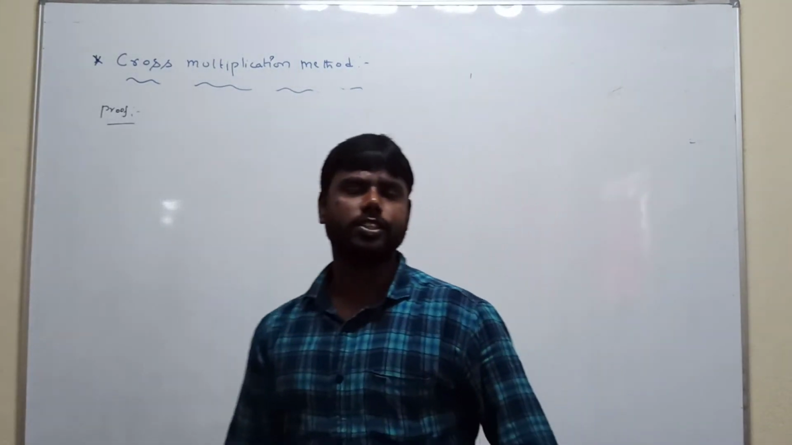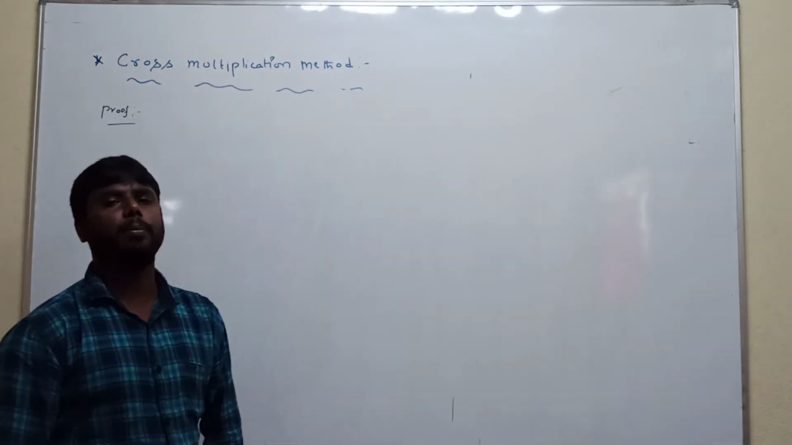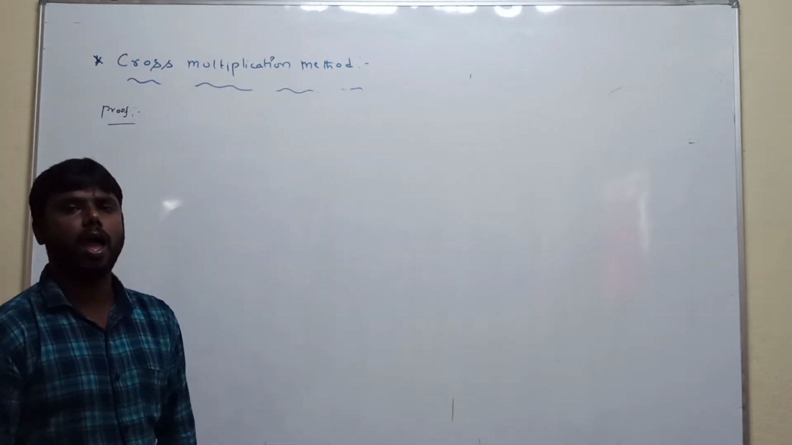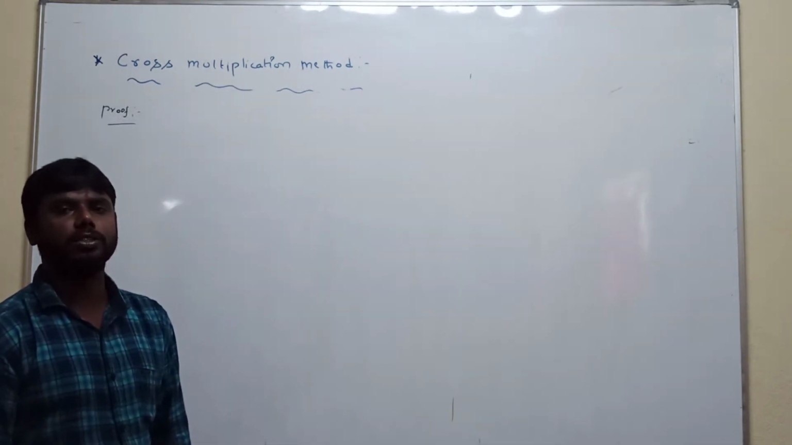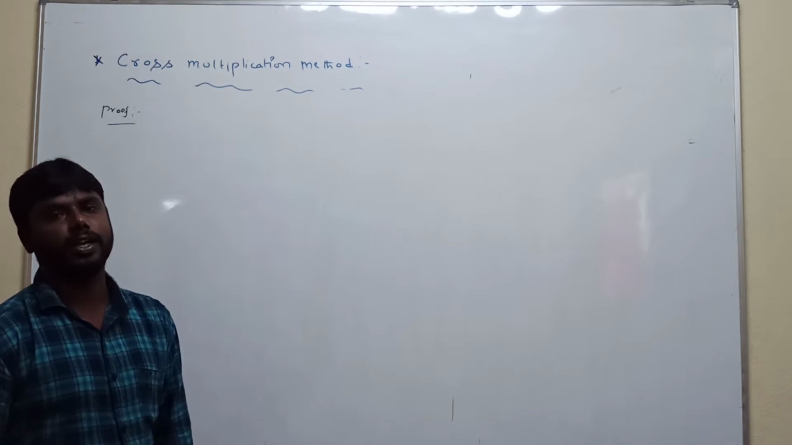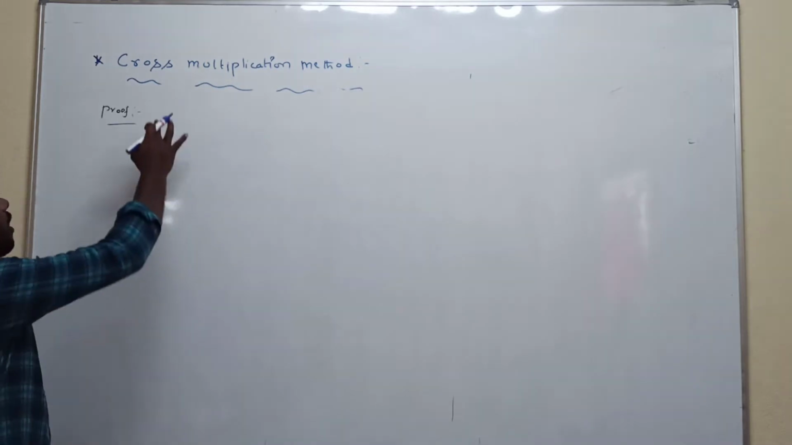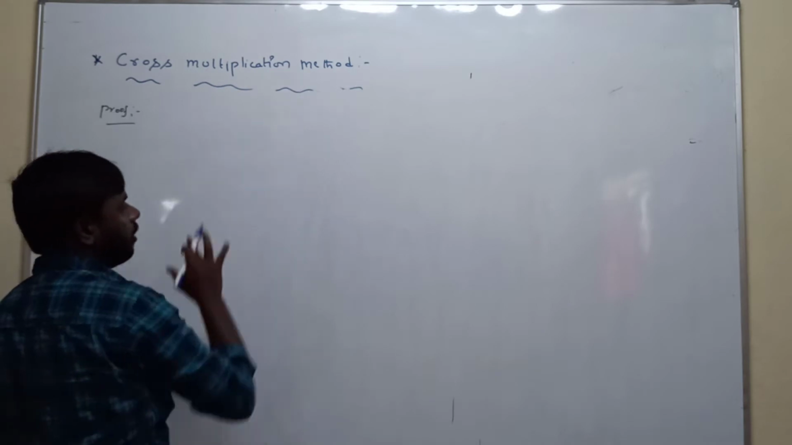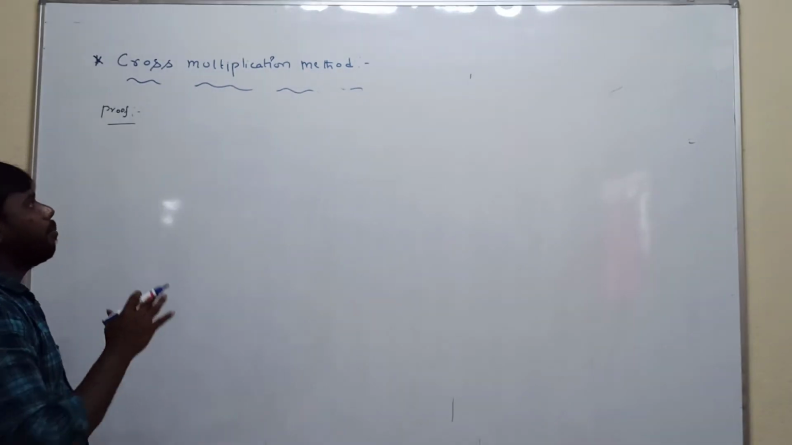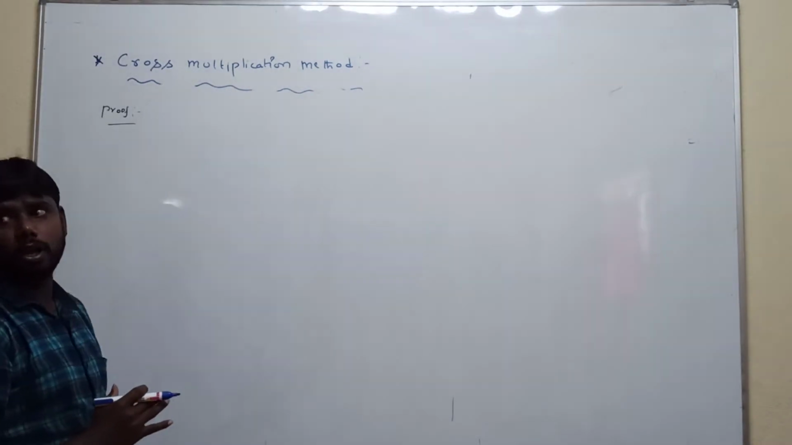Good afternoon, dear students. Before class, we discussed the substitution method and the elimination method. Both methods are very important for the final exam. Now the third method is the cross multiplication method. This method is very easy, but not important for the final exam.